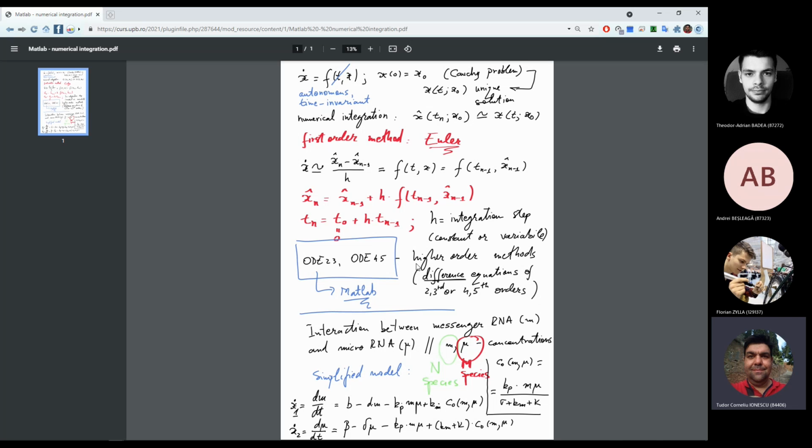These we can also have higher order methods, okay? Difference equations of order 2, 3, or 4, 5. This is what it means. Okay, the order of n, 2, 3, or 4, 5 steps. Okay, this is what ODE 2.3 or ODE 4.5 means.